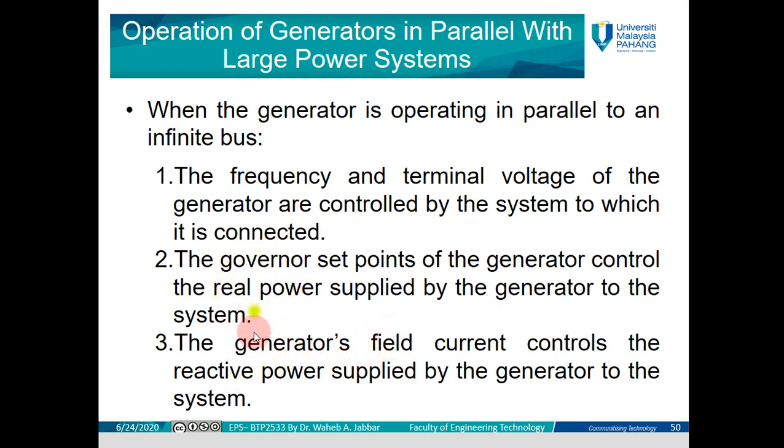So when I connect my generator to the grid, it has two types of power: real power, which is P, and reactive power, which is Q. The real power is controlled by the governor of the generator, which controls the torque or mechanical power input to the generator. The field current, or the excitation system, controls the voltage and at the same time controls the reactive power of the generator.